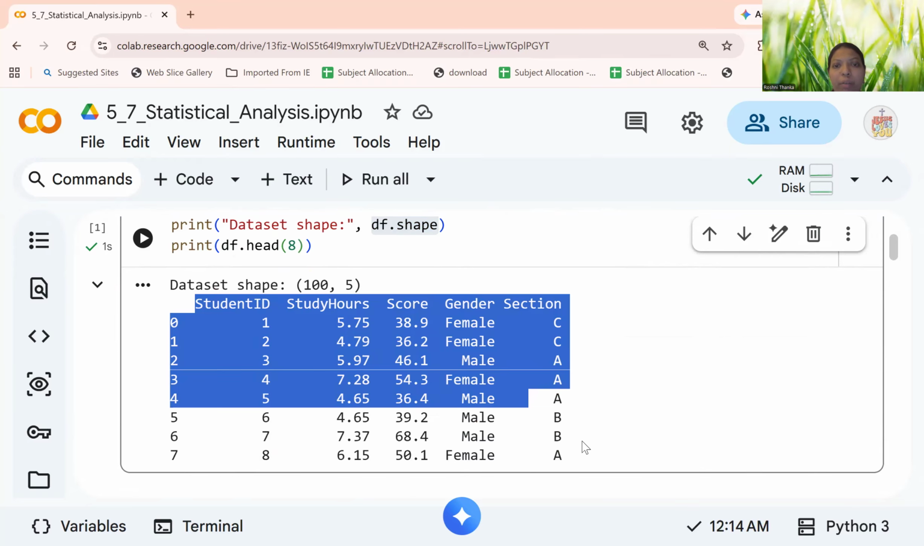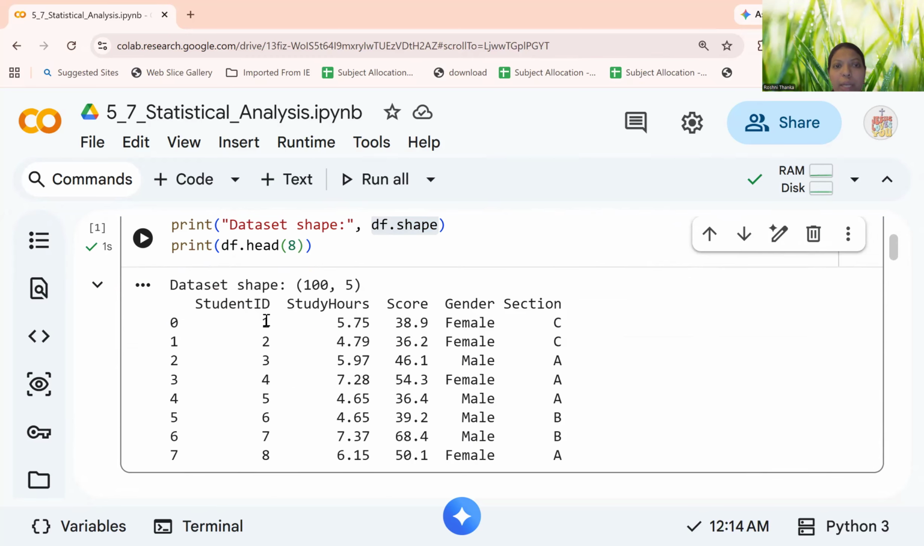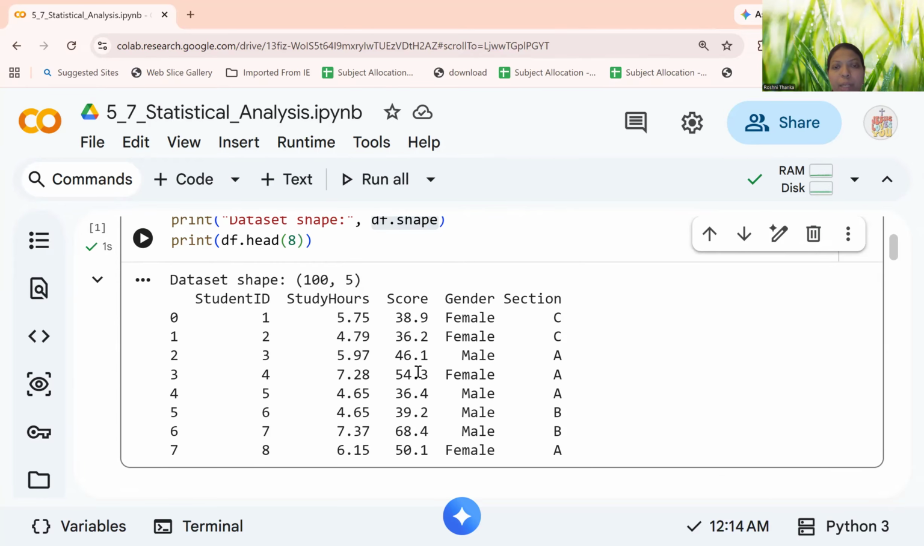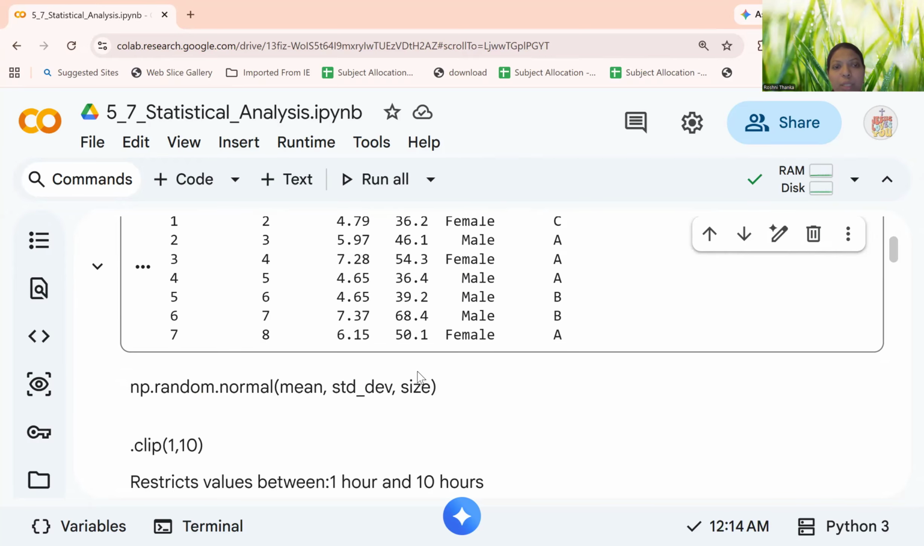So this is our data frame. For the student with ID 1, the study hours is 5.75 and the score he got is 38.9. And the person is female and the section is C. Likewise, we are generating some random data for 100 students.